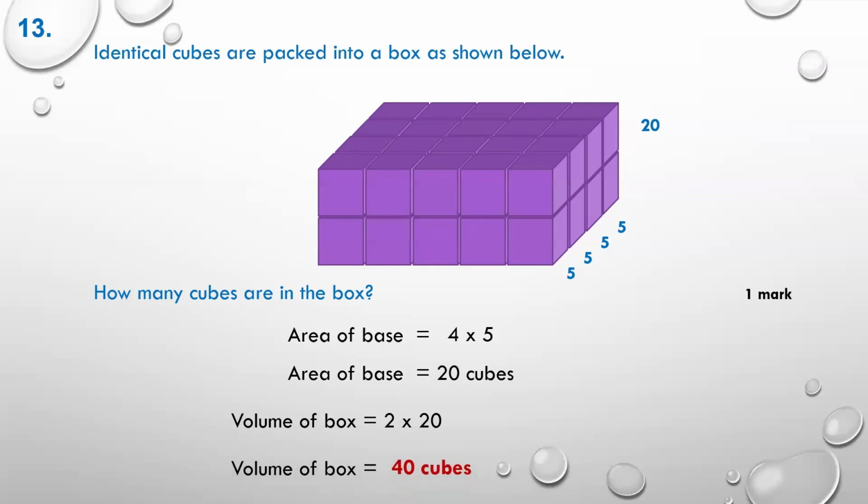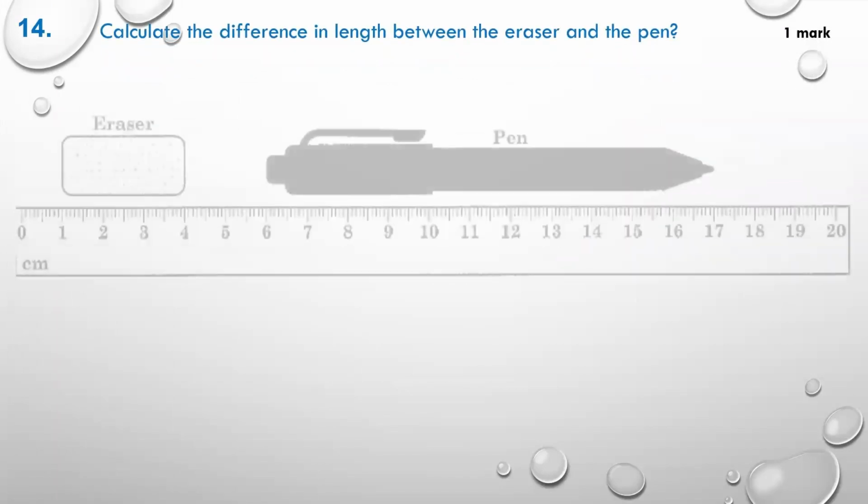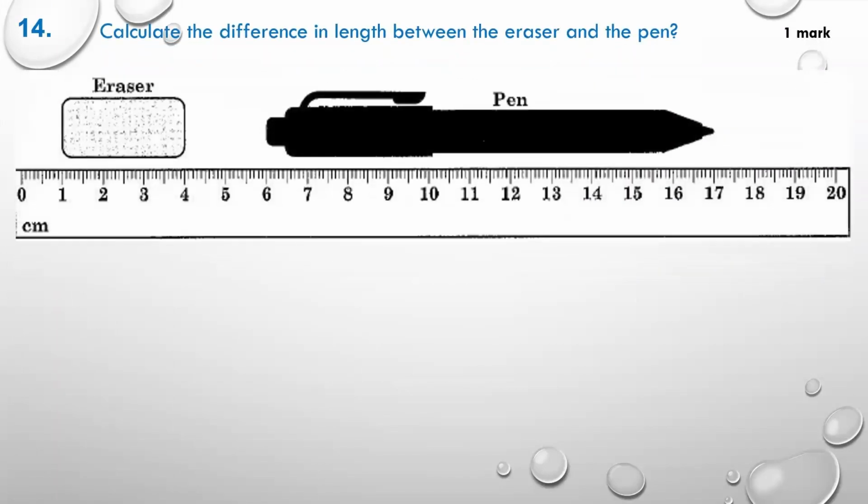Okay, let's move on to number 14. In number 14, we're going to ask you to calculate the difference in length between the eraser, which is on the left-hand side, and the pen. And let's look at the pen first. The pen is starting off at 6 centimeters. We have it in green. And by the time we're finished, it ends up at 17.